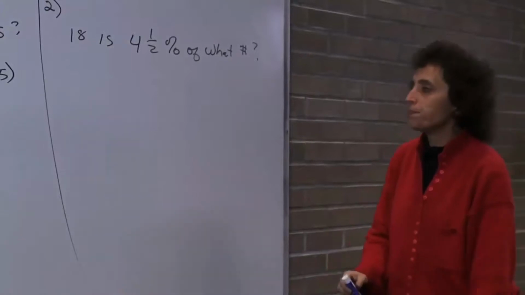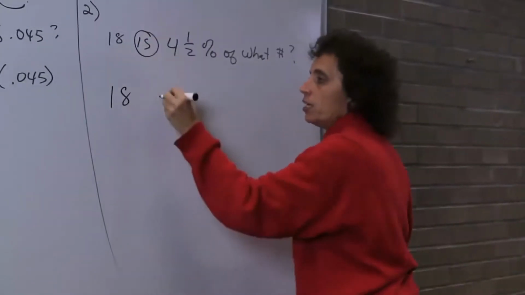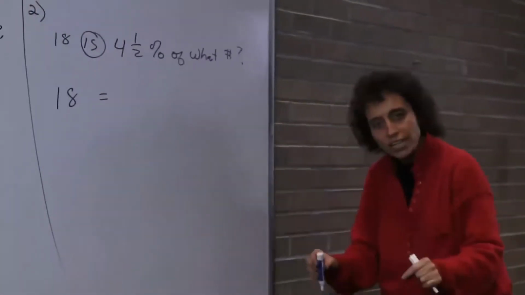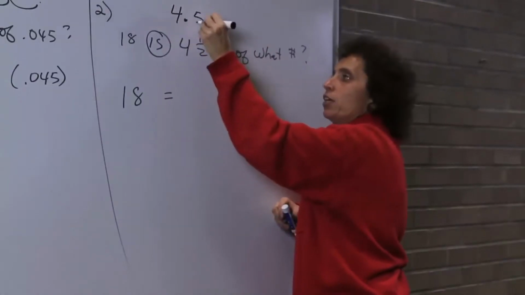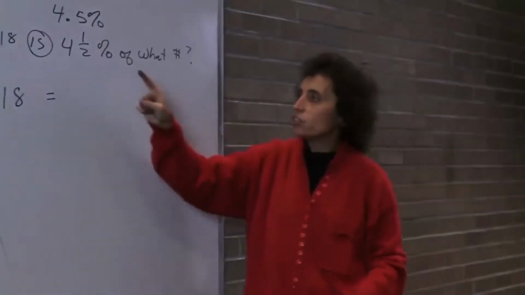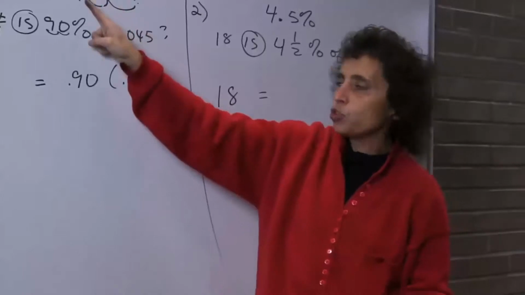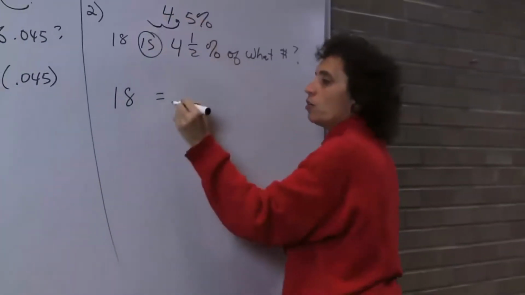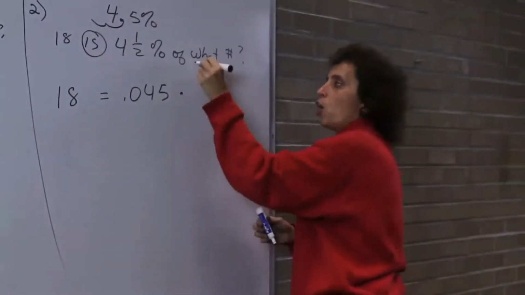Okay, here we go. 18 is, there's the is, 4.5%. Be really, really careful here, because 1/2, you know, is 0.5, so this is 4.5, but it's still a percent. Okay, now to change a percent to a decimal, I have to move the decimal 2 places to the left. So I'm going to have to add a 0. So it's 0.045. Of tells me to multiply what number?